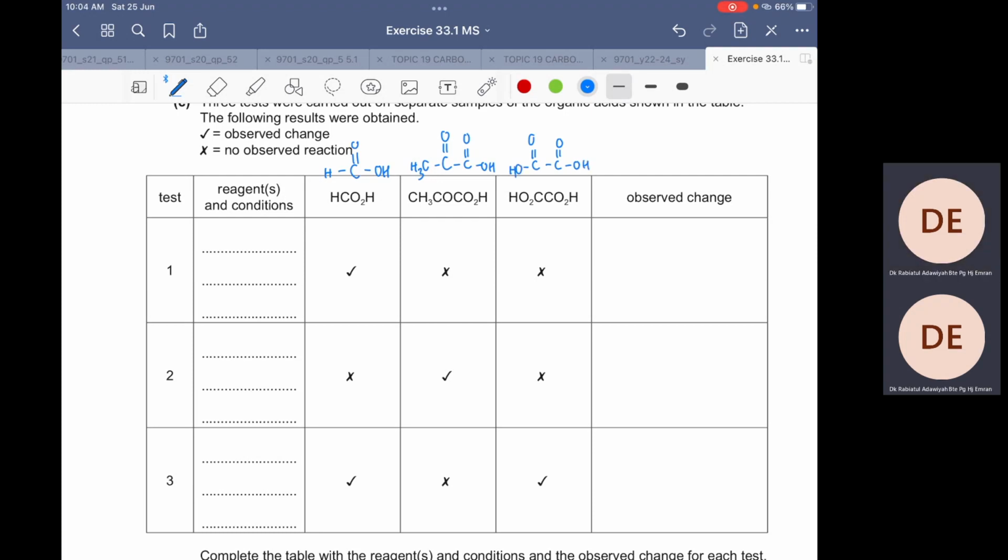Okay. The functional groups are more or less the same. This one has COOH. This one has a ketone, C=O, that's a ketone, and also it has a COOH. And this one has COOH.